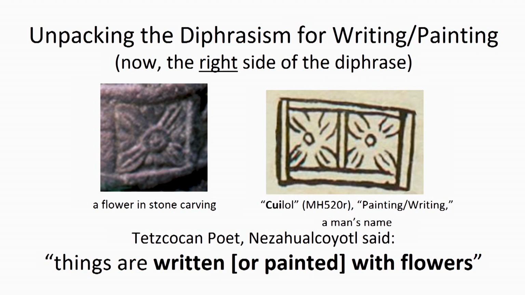This is a man's name on the right here. Also a very famous poet from Texcoco, Nezahualcóyotl. He said that things are written or painted with flowers, since you can't translate it just written or painted unless you know more. But anyway, because they had the same word for that.